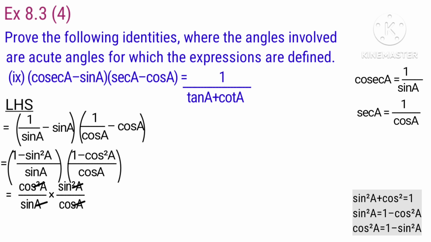For now, cos square A and cos A will get cancelled and sin square A and sin A will get cancelled. So I'll get cos A into sin A. So that is equal to LHS. Now we have to solve for RHS.